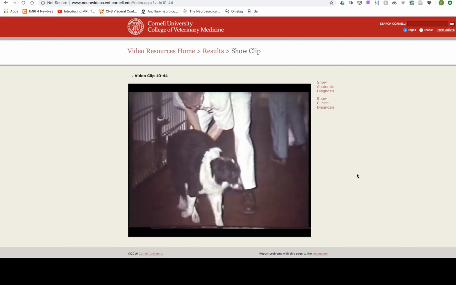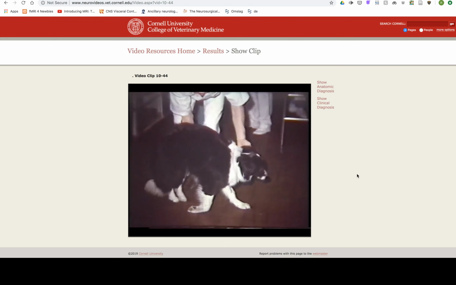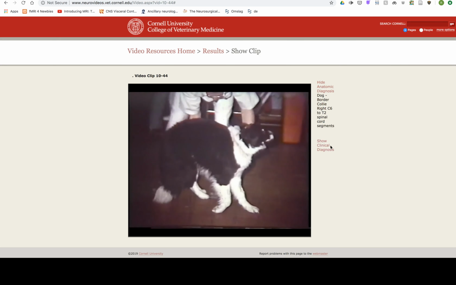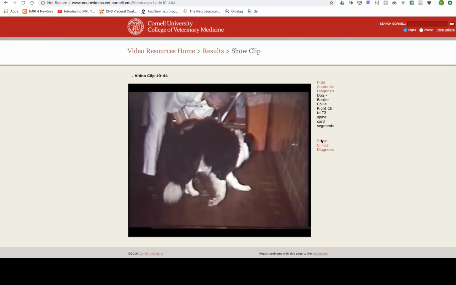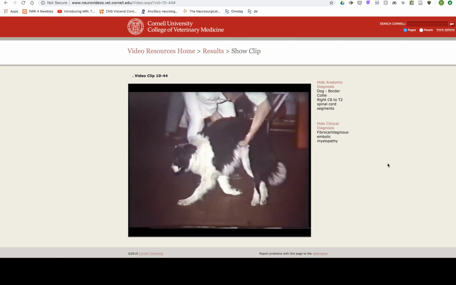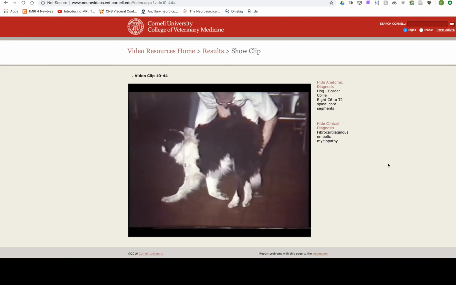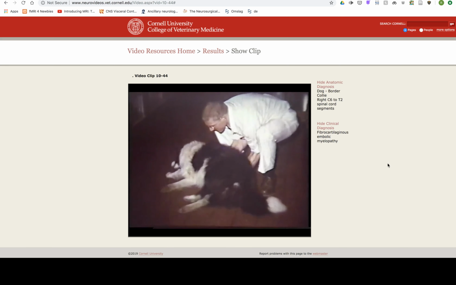Anatomic diagnosis: the right side of the cervical intumescence, C6 to T2 spinal cord segments. The gray matter lesion accounts for the marked LMN clinical signs and the mild clinical signs of GSA dysfunction in the right thoracic limb. The white matter lesion accounts for the severe UMN clinical signs in the right pelvic limb. When the patient cannot protract the limb, you cannot evaluate the GP spinal cord pathways.